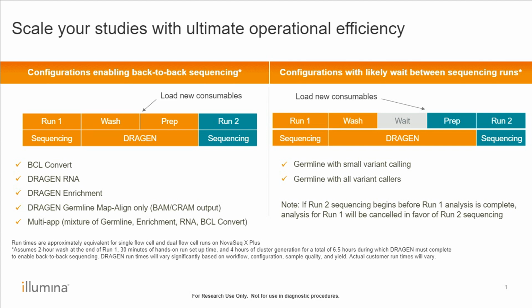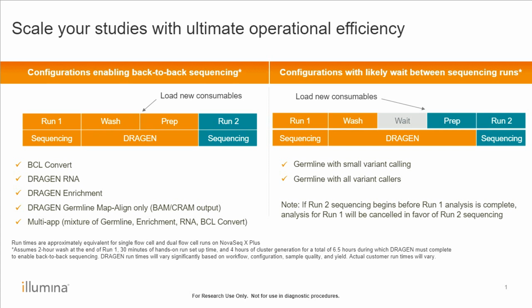If you see here on the slide on the left, with some of the applications like BCL Convert, Dragon RNA, Dragon Enrichment, or Dragon Germline Map and Align, you can actually do it between the wash and prep time between your runs. This is assuming a 2-hour wash window, 1.5 hours of hands-on run setup time, and 4 hours of cluster generation. So that's about 6.5 hours. Many of these analysis pipelines are shorter in duration than the gap between the two runs, so the analysis can be completed between your runs, enabling you to do back-to-back sequencing and accelerating your sequencing throughput.